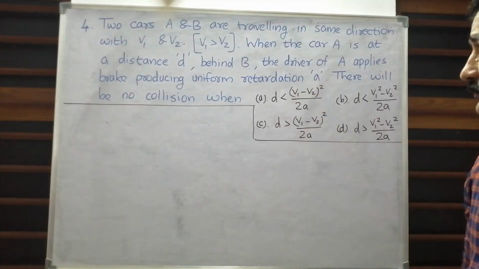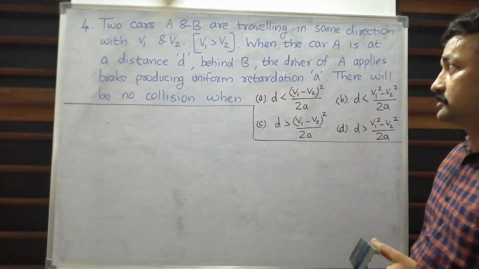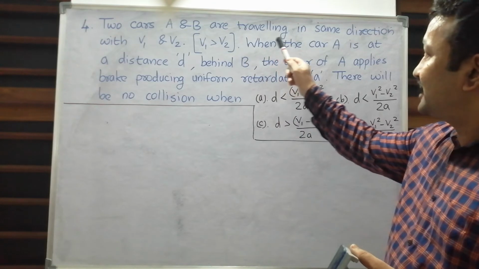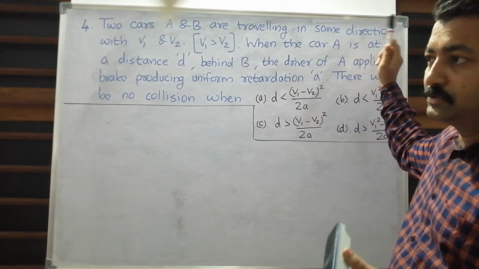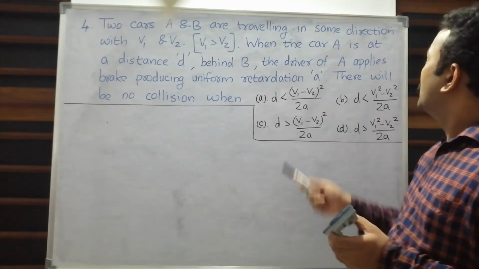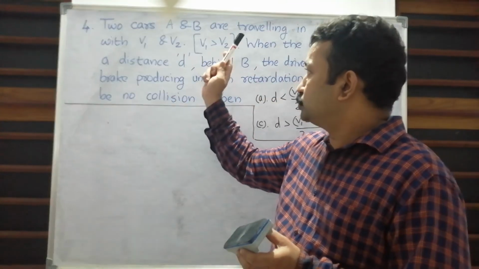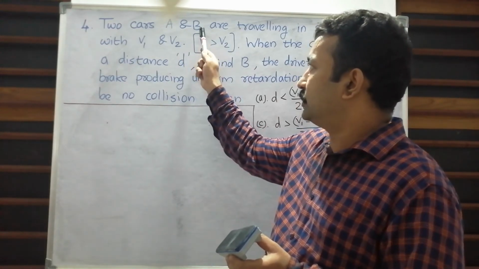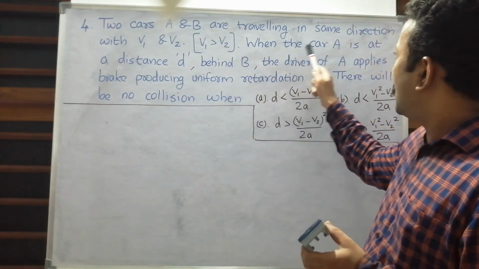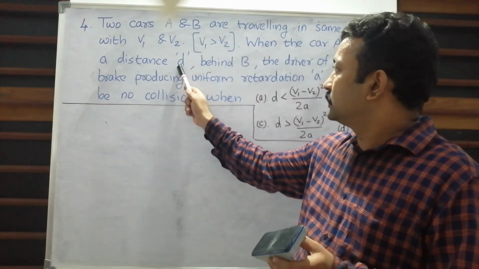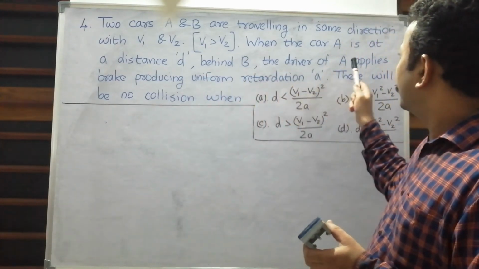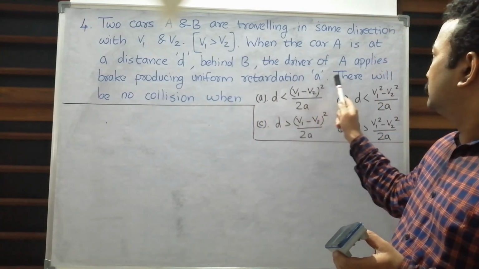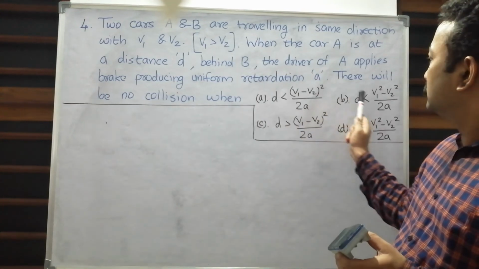We are again with the problem of a collision, just like we did for the trains. Here there are two cars. The problem is, two cars A and B are traveling in the same direction. Same direction means the relative velocity will be the difference of the two, with V1 and V2. Given that V1 is greater than V2, that means the velocity of car A is greater than the velocity of car B. When car A is at a distance of D behind B, the driver of A applies brakes, producing uniform retardation A. There will be no collision when, there are 4 options.